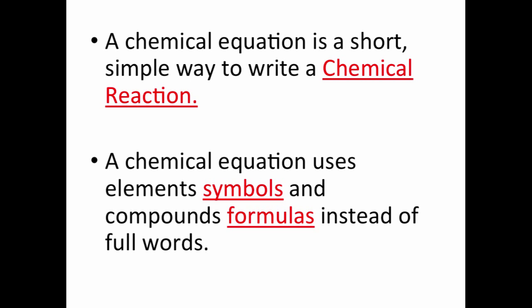Okay guys, today we're going to take notes on chemical equations and the law of conservation of mass. So a chemical equation is a short way of writing a chemical reaction. The equation uses the element symbols and the chemical compound formulas instead of actually writing the full words. So instead of writing out water molecule, it's just going to write H2O. So a chemical equation is a way of writing a chemical reaction using symbols.